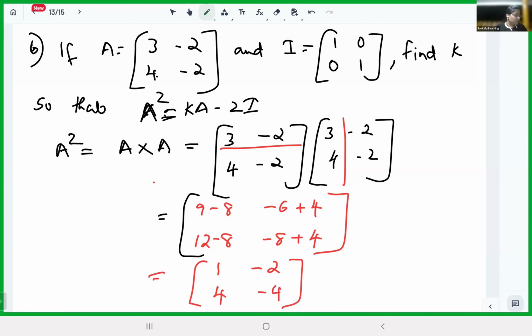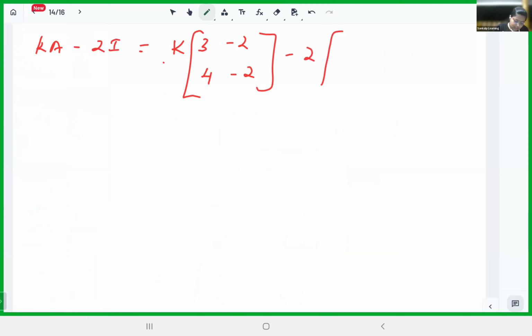Okay. Now what you have to do, you have to find out the right side. That is KA minus 2I. K into A minus 2 into I. We don't know the value of K. And what is A? 3, minus 2, 4, minus 2. Minus 2 into I. I is a 2 by 2 identity matrix, that is 1, 0, 0, 1.